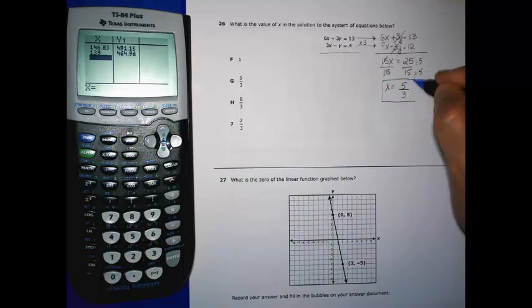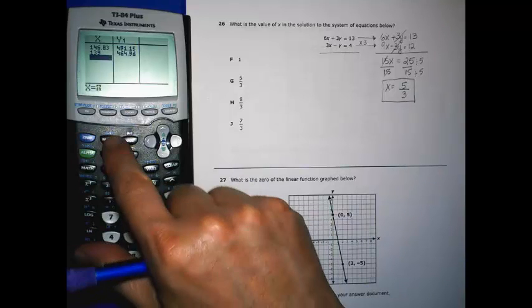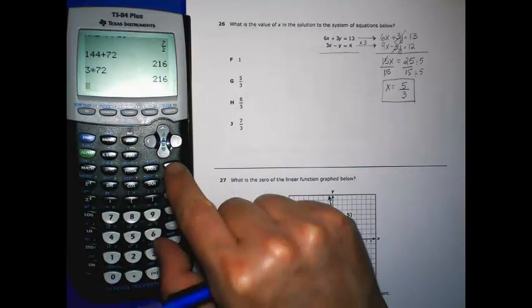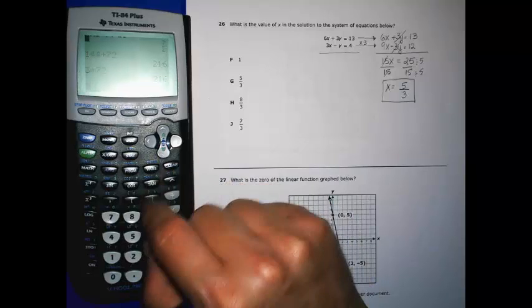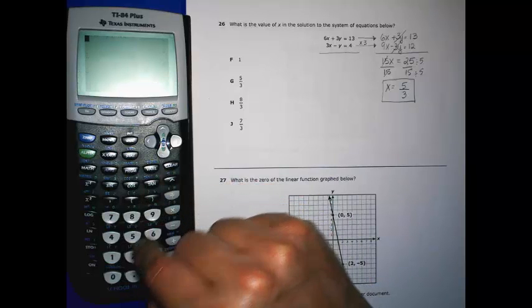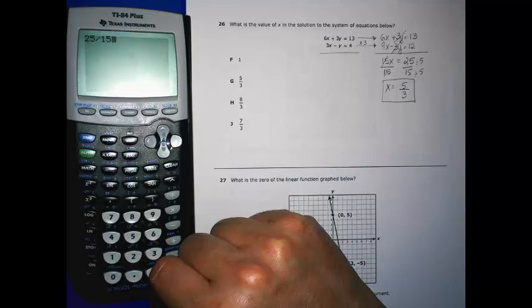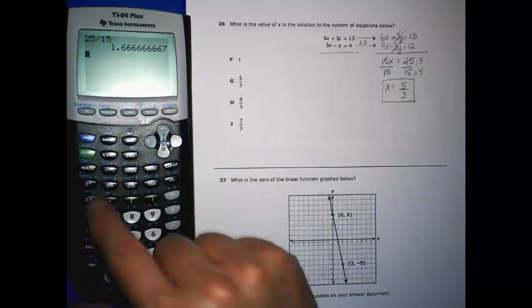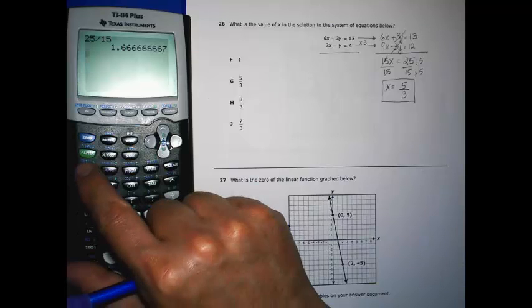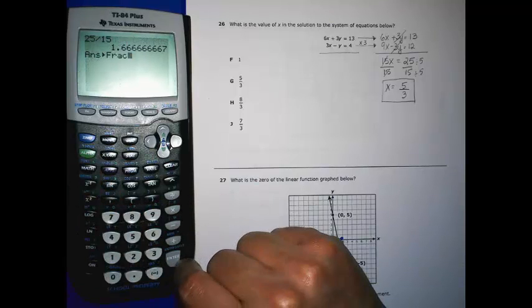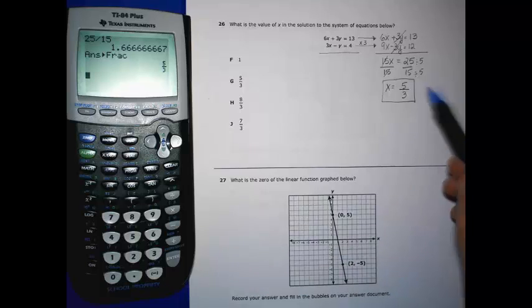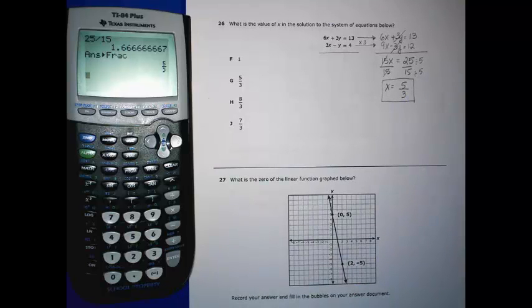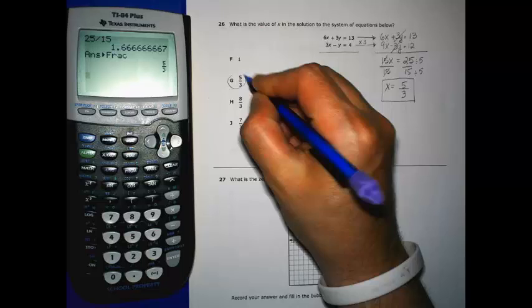Okay? You can also use your calculator. Go ahead and quit from the table, and we're going to enter 25 divided by 15. That's what we have over here. And if you notice, we get a decimal. So all we have to do is change to a fraction by pressing math, number 1, and enter. And we get the same answer. So the answer here will be letter G.